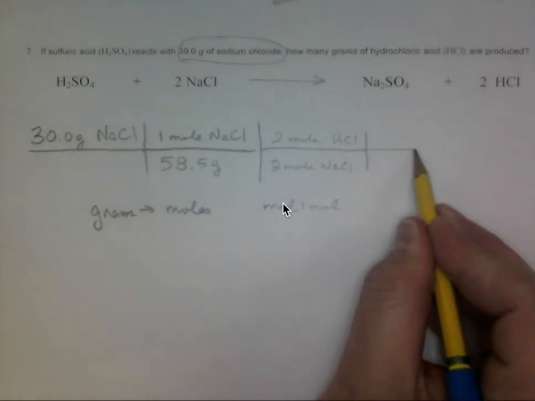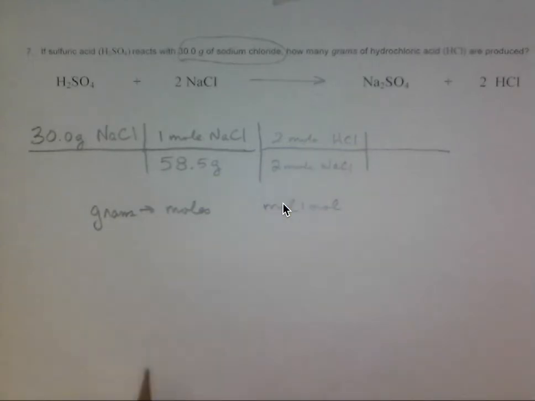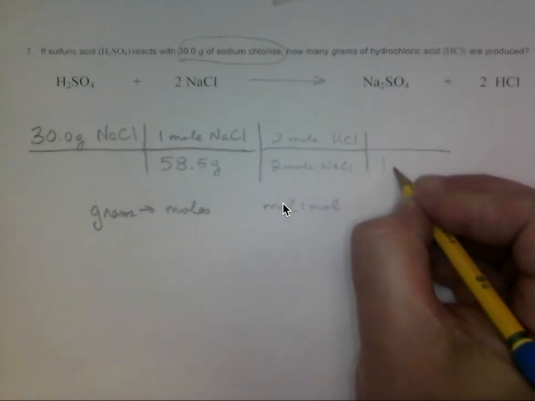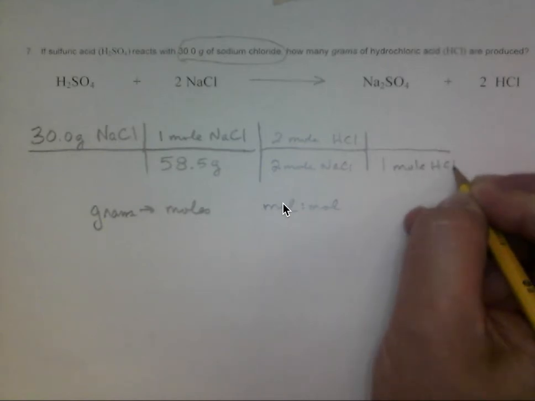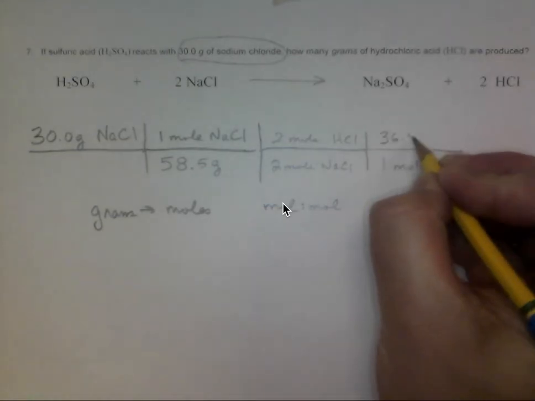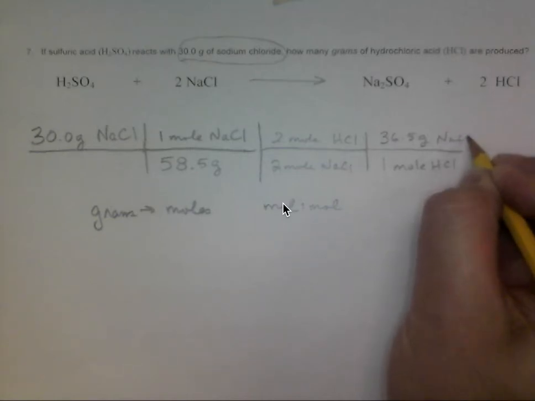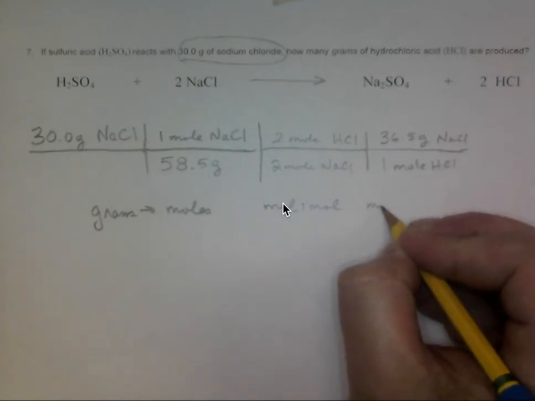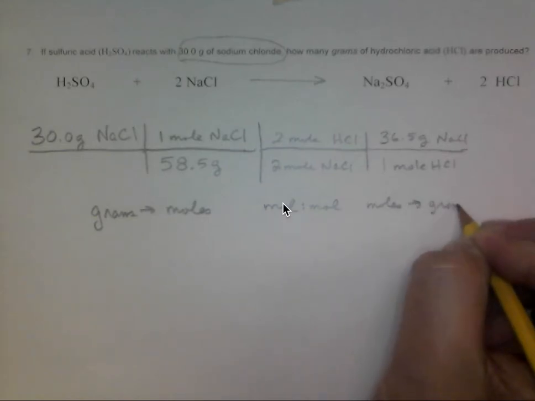Now I have to convert the number of moles of HCl I have into grams. So 1 mole of HCl goes here on the bottom. And I need to find out what the molar mass of hydrogen chloride, or hydrochloric acid, is. Same way I did before, I just look at my periodic table. I see the mass of a mole of hydrogen is 1. Chlorine, again, is 35.5. Add them together, we get 36.5 grams per mole. So 36.5 grams of HCl. So we've gone back from moles to grams.